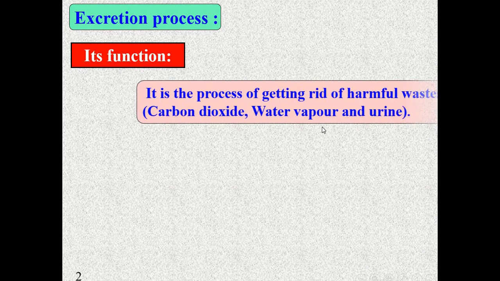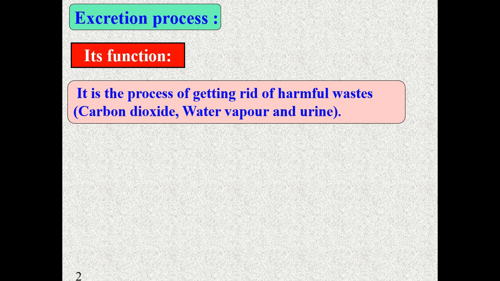Excretion process. What is the meaning or the function of excretion process? It is the process of getting rid of harmful wastes. So when the body gets rid of harmful wastes like carbon dioxide, water vapor, and urine, the materials that are harmful for the body, out of the body, this is called excretion process.